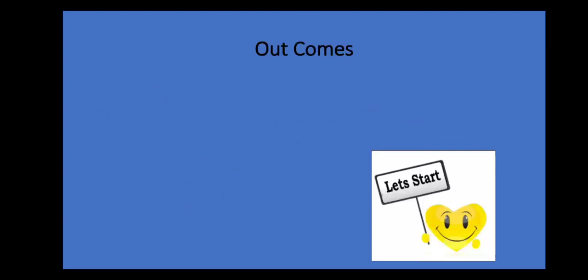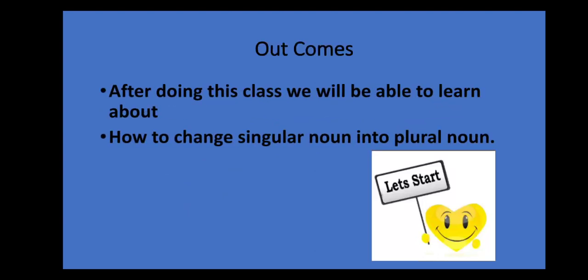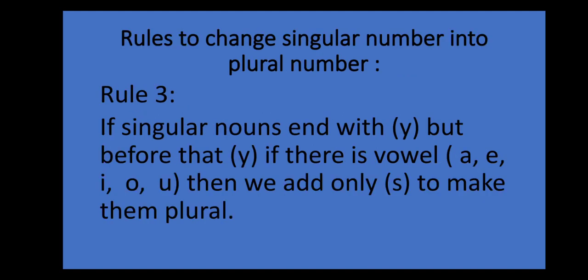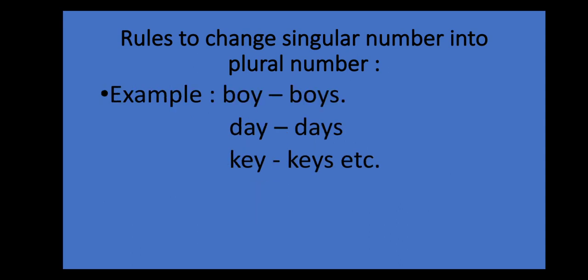Today we will learn some more rules to change singular noun into plural noun. So let's start. If singular nouns end with y, but before that y, if there is a vowel, then we add only s to make them plural. For example, boy, boys. Before y, there is vowel o. So students, this is the exception rule of rule 3. Try to remember this.